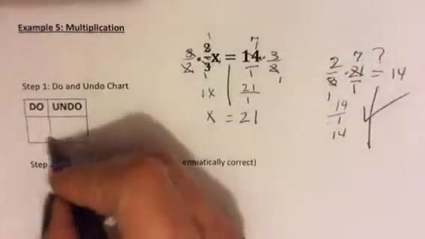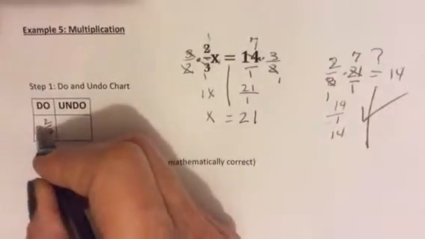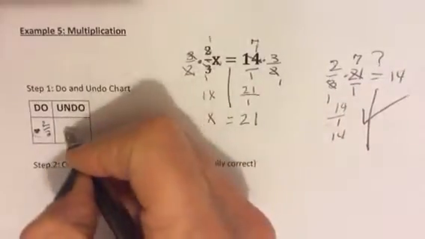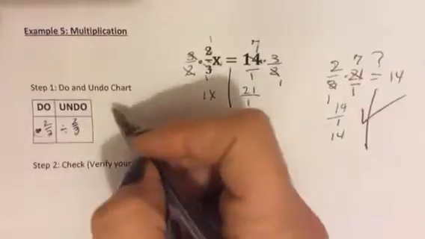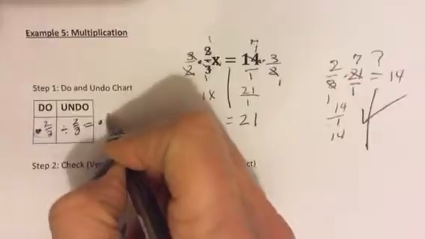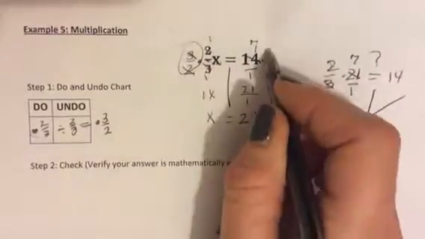Now, on the do-undo, you're multiplying x by 2/3. So to undo it, you would divide by 2/3. Well, remember, when you divide by a fraction, that is the same thing as multiplying by its reciprocal, which is exactly what we did here and here.